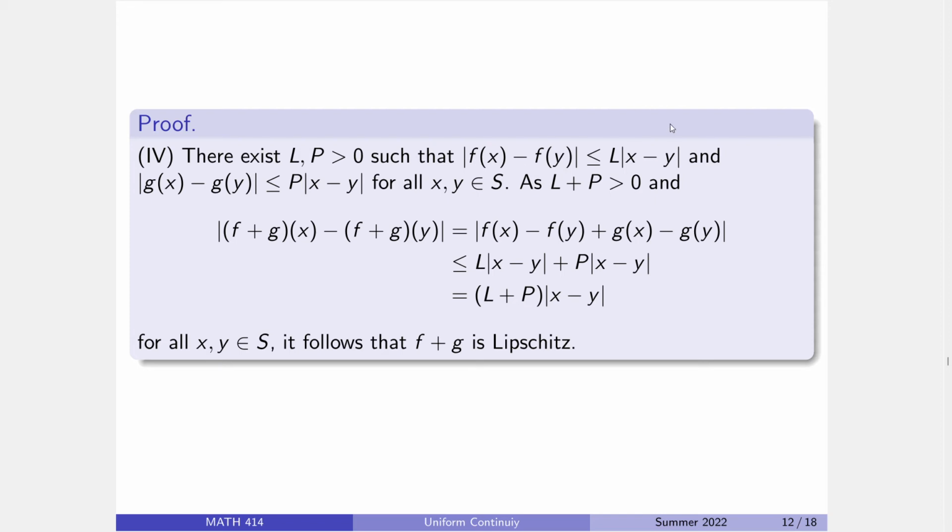There you go. The sum of any two Lipschitz functions remains Lipschitz. Look at this. We can rearrange it, so we get f of x minus f of y, and g of x minus g of y. This we know we can make less than that. This can be made less than that. And so there is the constant, L plus p.